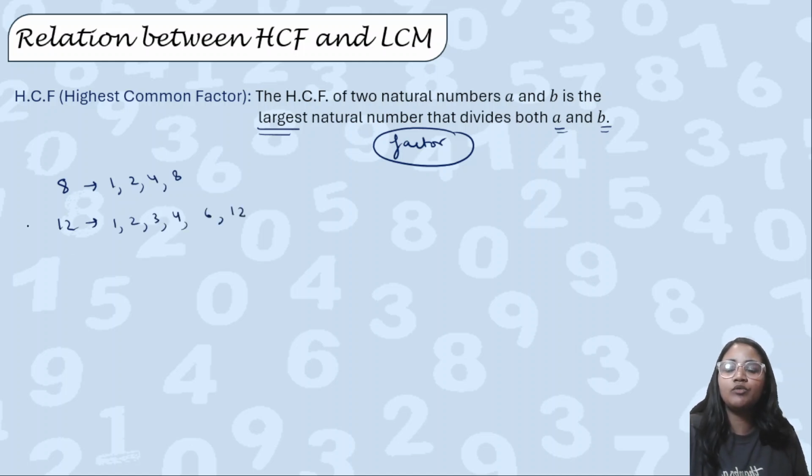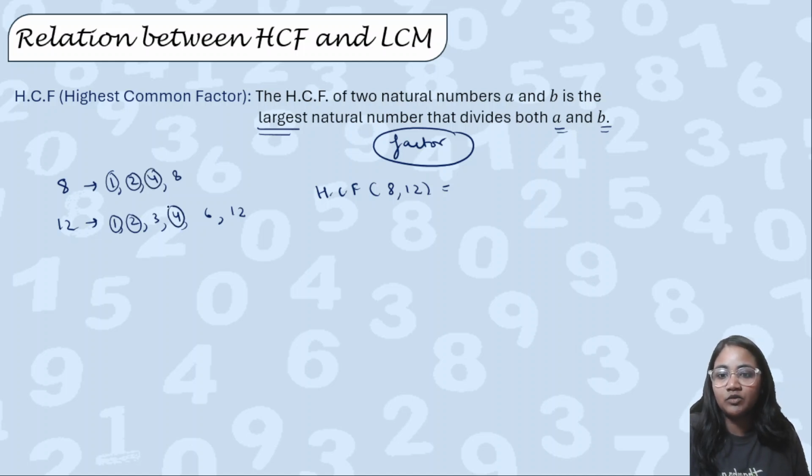So can you tell me what will be the HCF, the highest common factor of 8 and 12? The HCF of two numbers is the largest natural number that divides both A and B. What is the largest natural number we can see here? See, 1 divides both, right? 2 divides both, 4 divides both. We have 3 options, but we have to see the largest. So the largest, you can see, is 4, right? So the HCF of 8 and 12 will be 4. I hope it is clear by the definition of HCF what the HCF of two numbers is.